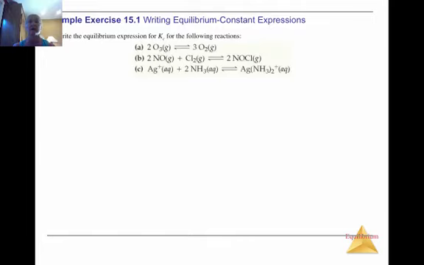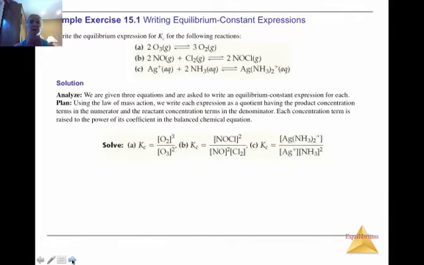These are sample exercises that you can see embedded in your textbook, and I believe I have them in the outline, but if I don't, you can also follow along in your textbook. The question wants you to write the expression for these three equilibrium situations. Look how simple it is.